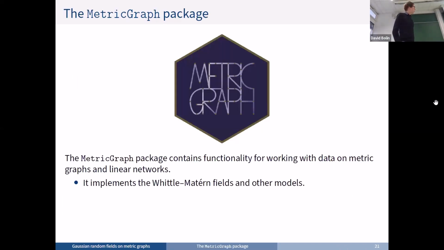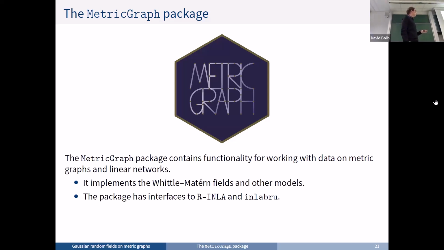Good. So those were some theoretical properties of these models. We have now implemented these in an R package called MetricGraph that contains a lot of functionality for dealing with data on networks, and also implements these Whittle-Matern fields. This package also has interfaces to, for instance, R-INLA and inlabru, which are popular software packages for doing Bayesian inference. So what this means in practice is that you can now define a model on a network using the MetricGraph package, and then you can do full Bayesian inference for it using these packages.